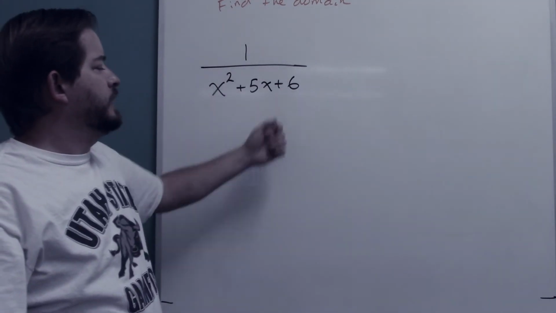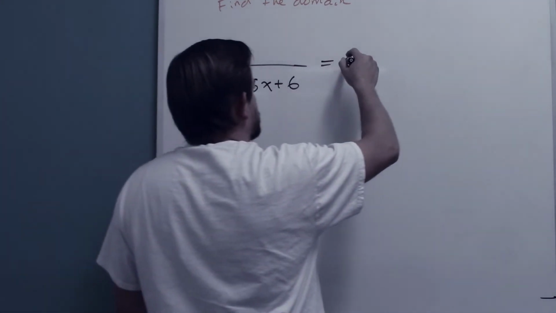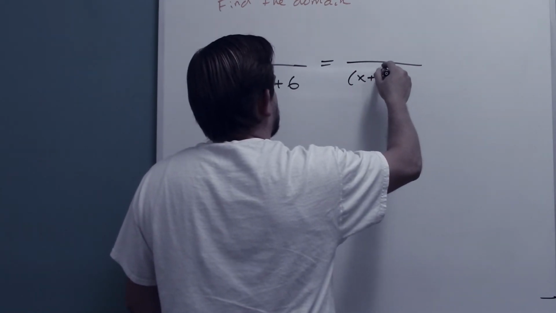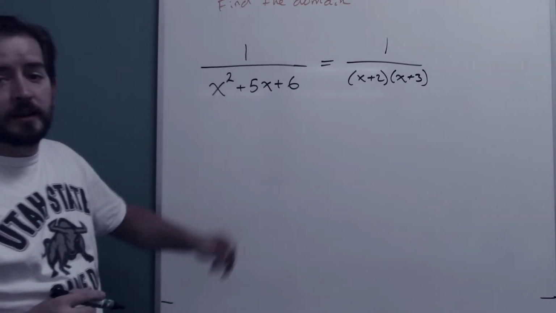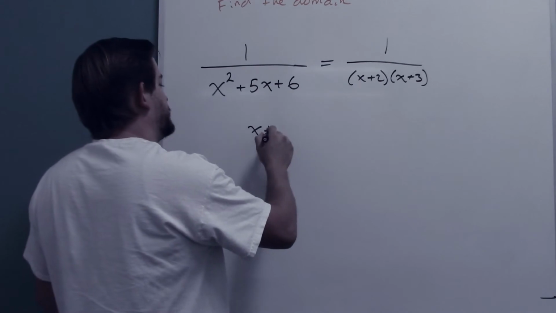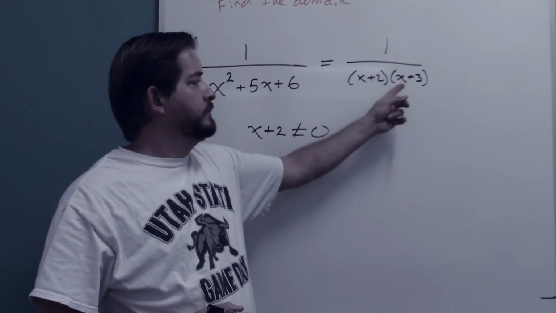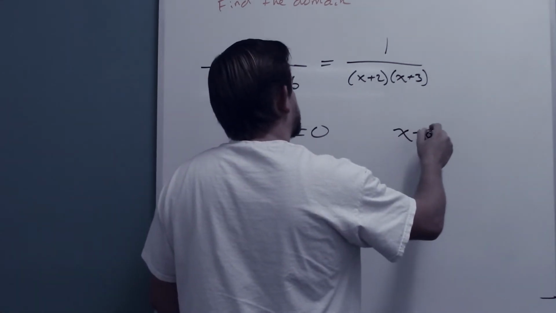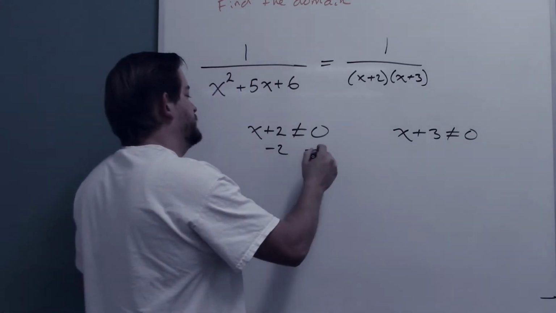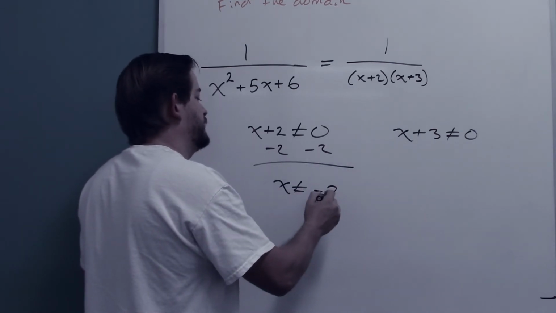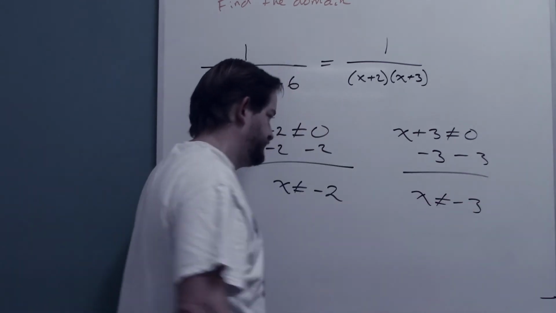And so what I'll do is factor the denominator. That denominator is a quadratic. Turns into (x plus 2)(x plus 3). And so to find the domain here, my denominator can't be 0, which means that x plus 2 can't be 0. Otherwise, if it is 0, 0 times anything is 0, and I'm in trouble. Likewise, I can't have x plus 3 equal to 0. So I have 2 issues here. I would subtract 2 on both sides here to find that x cannot be negative 2. And I would subtract 3 on both sides here to find that x cannot be negative 3.